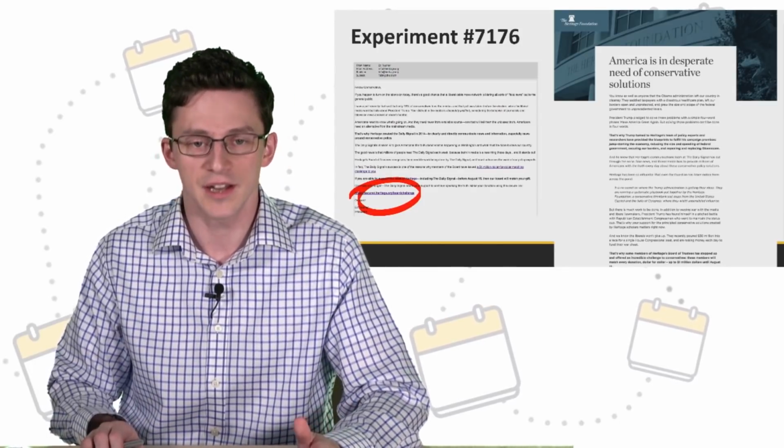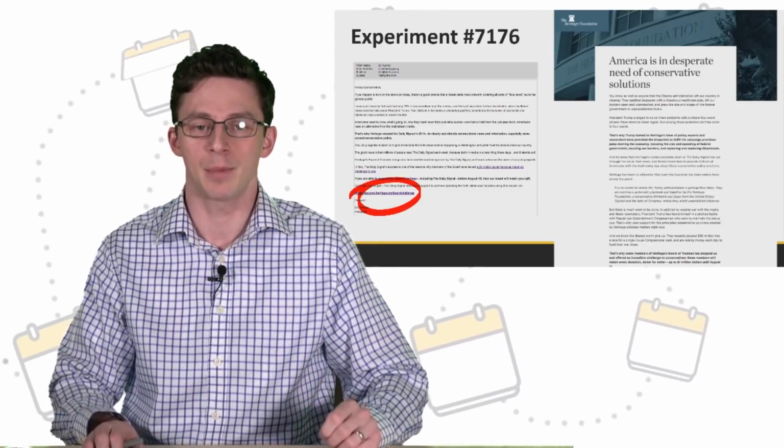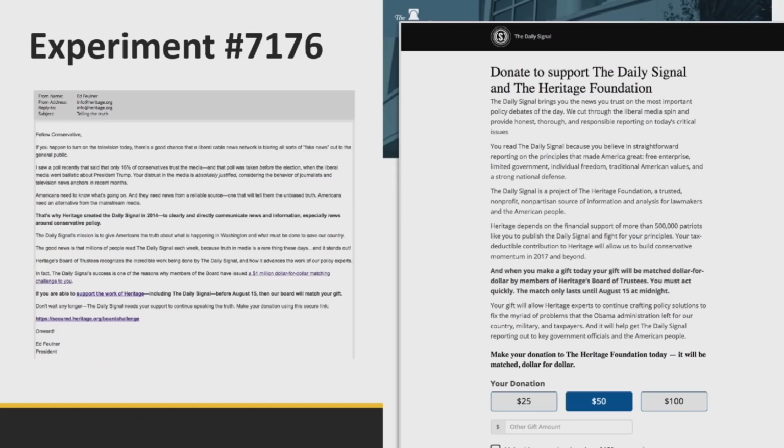Well, they decided to run an experiment. Somebody on the team had a hypothesis. They said, what if we're not talking enough about the Daily Signal? And so they decided, okay, let's go ahead and change the headline. Let's add the little logo there, and let's talk about it a little bit while keeping the name of the parent organization still in play. What was the difference? Was there any difference?